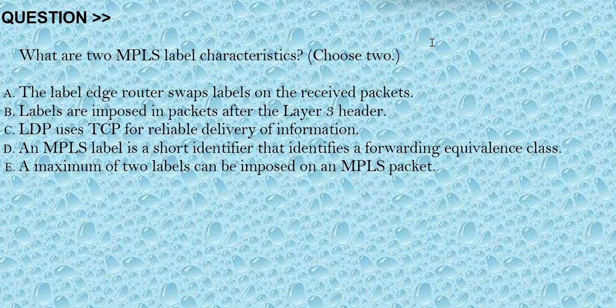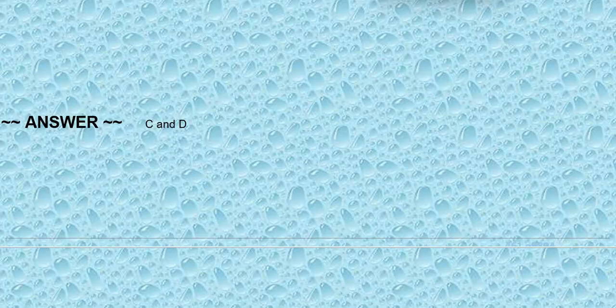What are the two MPLS label characteristics? Choose 2. The options are: option A, the label edge router swaps labels on the received packets. Option B, the labels are imposed in packets after the layer 3 header. Option C, LDP uses TCP for reliable delivery of information. Option D, an MPLS label is a soft identifier that defines a forwarding equivalence class. Option E, a maximum of 2 labels can be imposed on an MPLS packet. The correct answers are option C and D.